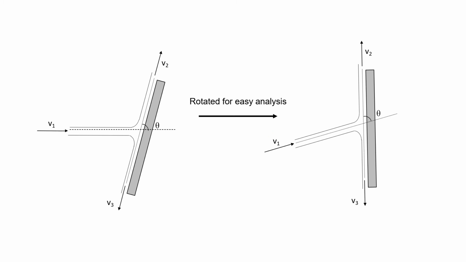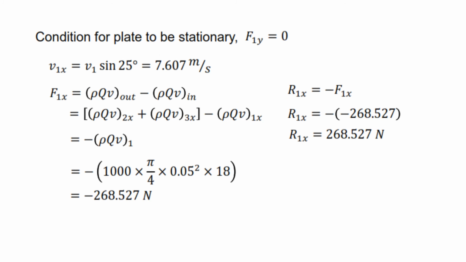Okay, this is how we draw the question. So we have V1, V2 and V3. We need to rotate it to make the analysis easy, so we rotate this one as a vertical plane, not an inclined plane. Then we need to consider the condition for the plate to be stationary.